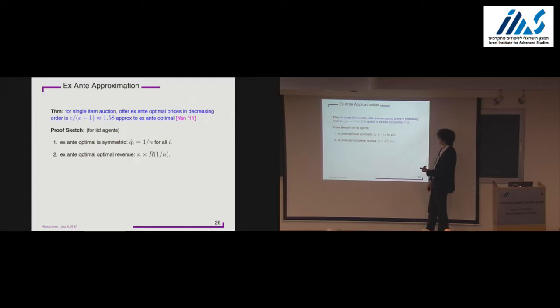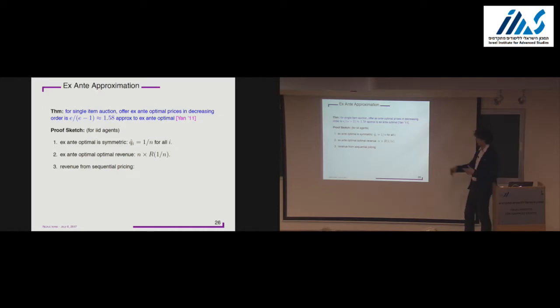So then what's the ex ante optimal revenue? Well, from each player, I run the 1 over n optimal mechanism to get revenue r of 1 over n. And there are n players, so I get n times that. That's ex ante optimal. So what if I offer these guys in decreasing prices? Well, all the prices are the same, so there are no decreasing prices here because it's IID; I just offer them in some order. I only had one item, though. So if somebody comes and wants to buy, we sell. Otherwise, we don't sell.